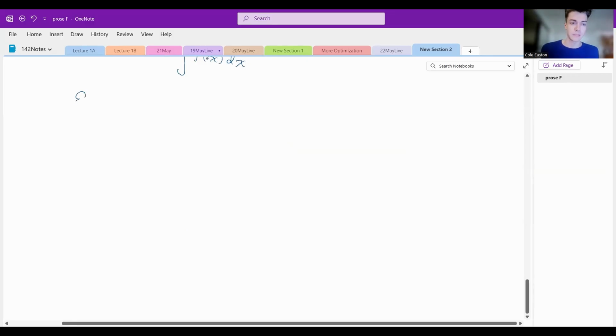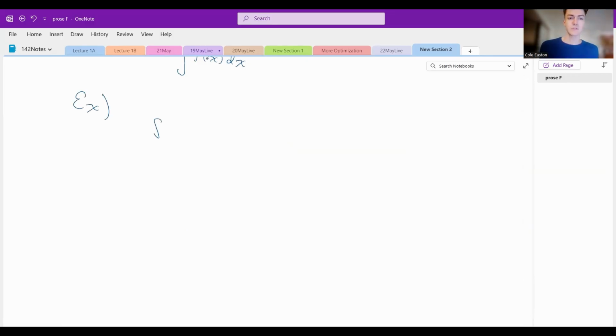Now let's do a couple examples. So let's find the integral from 1 to 3 of 2 with respect to x. All right, so let's draw a quick sketch of this. And so it's just the function 2, and so that looks like this. And we're going from 1 to 3.